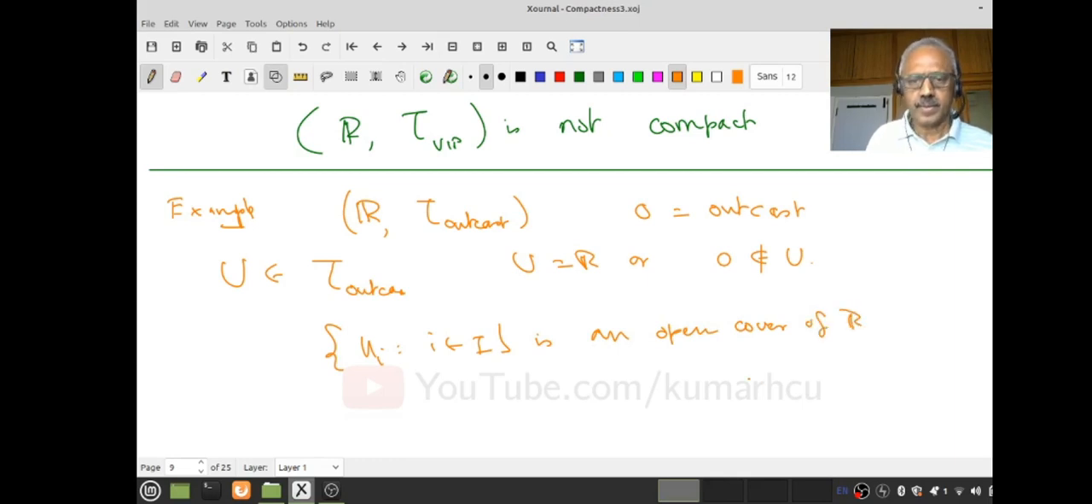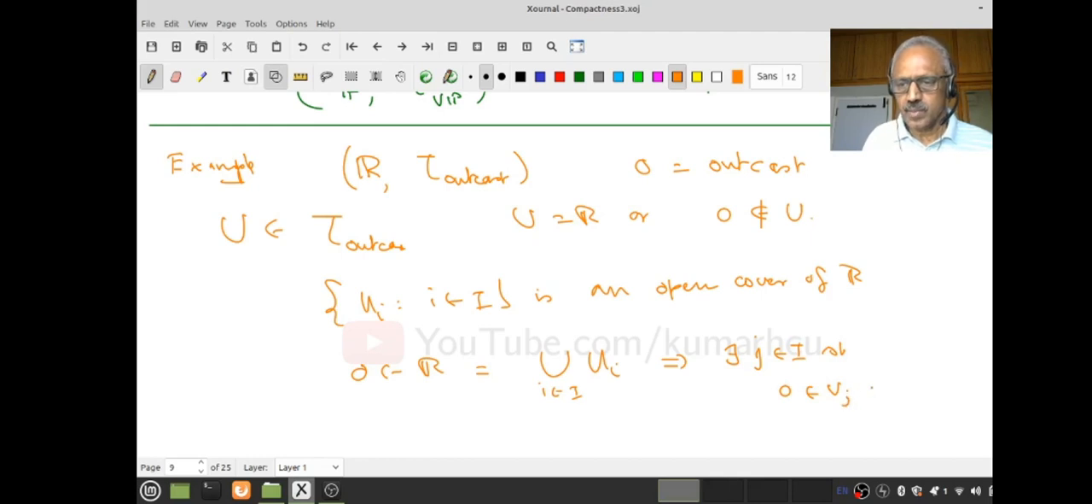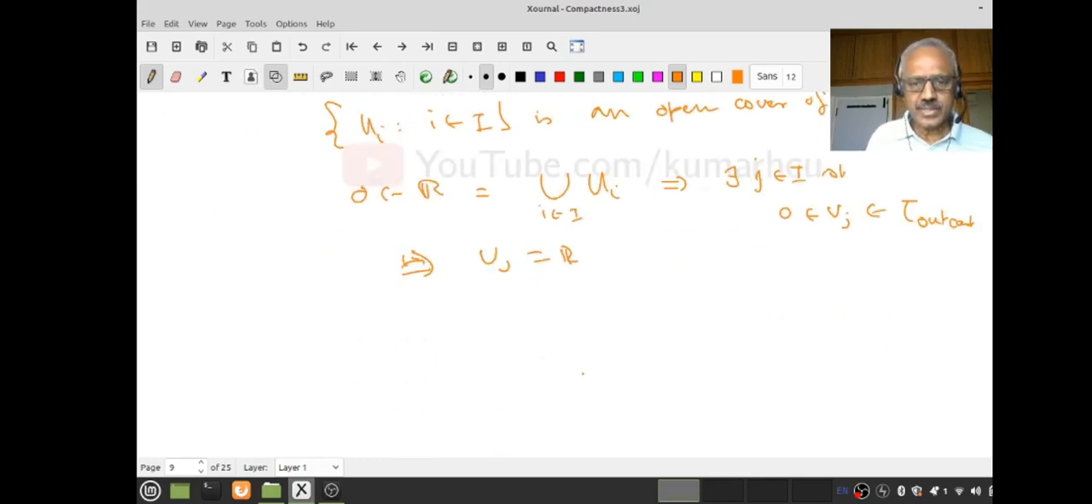Now suppose you tell me U_i, i in I, is an open cover of R. Now 0 belongs to R, and R is the union of U_i, i in I. This implies there is a j in I so that 0 belongs to U_j, but U_j is in tau outcast. So if 0 belongs to an open set U, then U must be all of R. That means U_j must be all of R. Do all of you agree? So what does that mean?